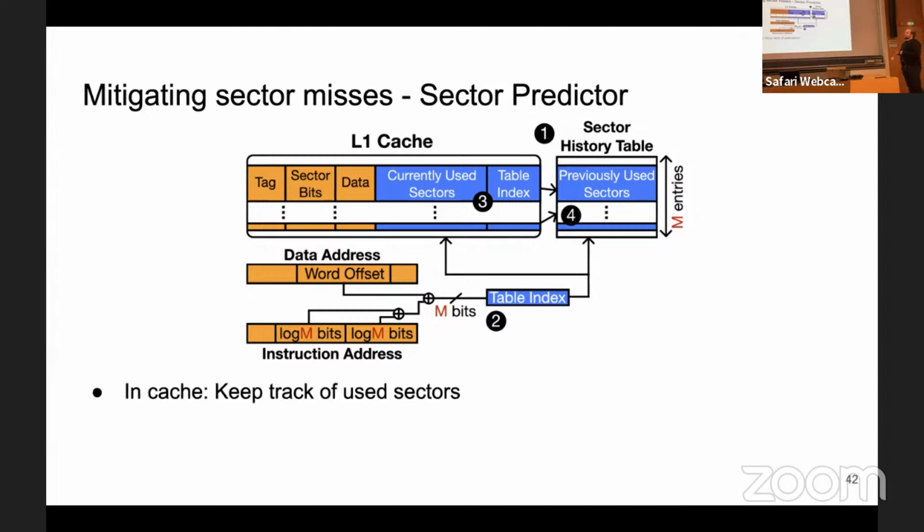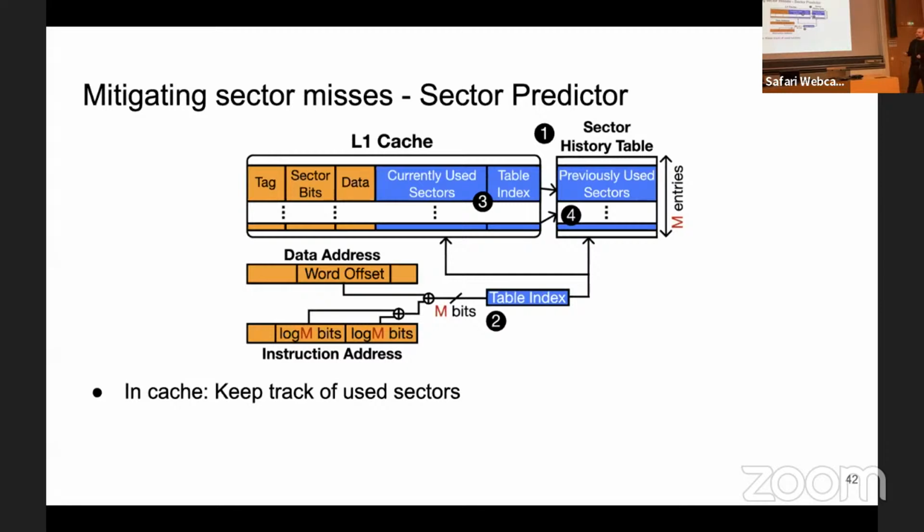So whenever we have a cache block in memory, we keep track of the currently used sectors. Whenever we access a sector, we set these bits to 1. And whenever we evict a cache block, we keep track of this information also in a sector history table. And there's some complicated logic, there's a table index and how we access that and stuff. But the basic idea is we keep track of which sectors we've already accessed. And when we next load that same cache block into memory, we look at this information and say, well, last time we had this cache block in memory, we looked at all sector bits, so we might as well load the entire cache block into memory this time.